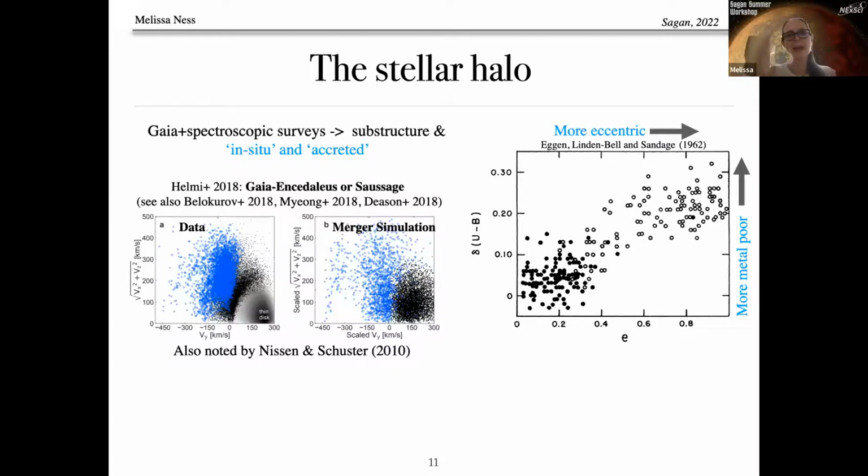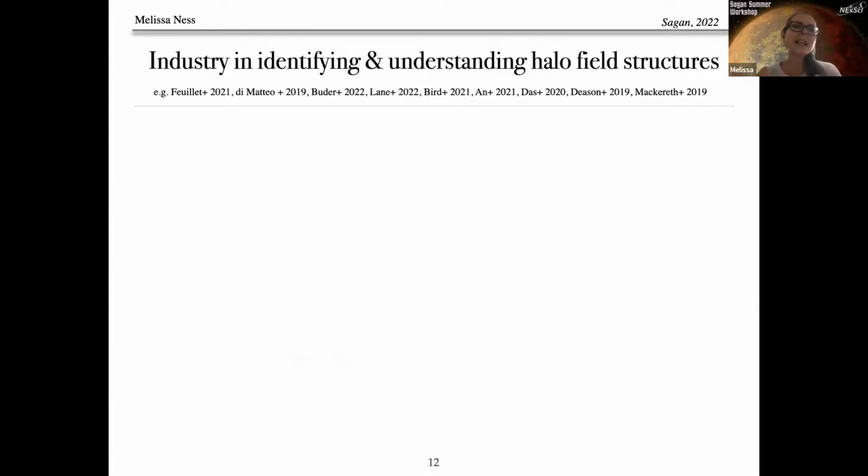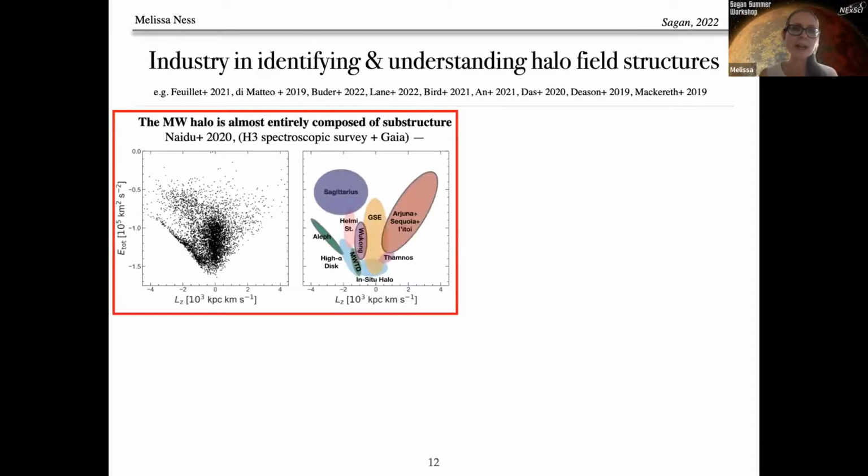And let's turn first to panel B, which is the merger simulation. This is a disk galaxy simulation where the disk is shown in the black points. It's rotating at about 150 kilometers per second, which is the mean of those black points. And those blue points are a merger coming in at later times. When you go to the data and plot the stars, you can see that there is also this blob of stars colored in blue that is thought to be basically a replica of what we're seeing in this merger, this infall of debris into the halo of the Milky Way. So there's been this industry in the last couple of years in identifying and understanding halo field structure. It's now thought the Milky Way halo is almost entirely composed of substructure.